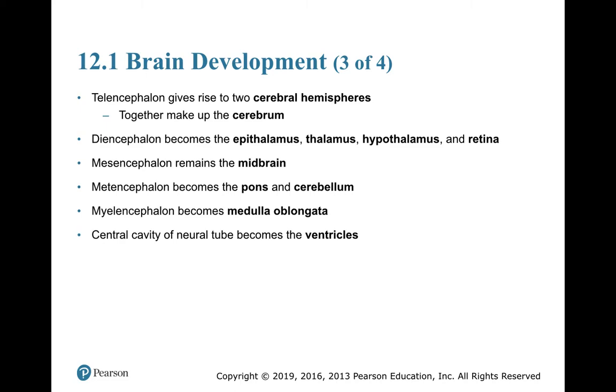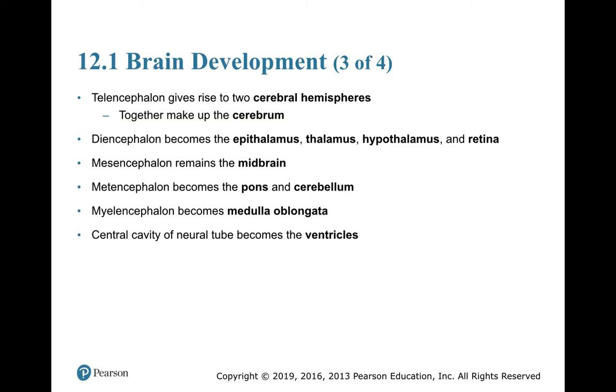The 2 cerebral hemispheres, the outermost part of our brain, what you can see if you take the skull off somebody, is the cerebrum. That diencephalon is going to become some things that we have talked about and will continue to talk about throughout the year: the epithalamus, the thalamus, the hypothalamus, and the retina, part of the eye. Your eye really is an extension of your brain.